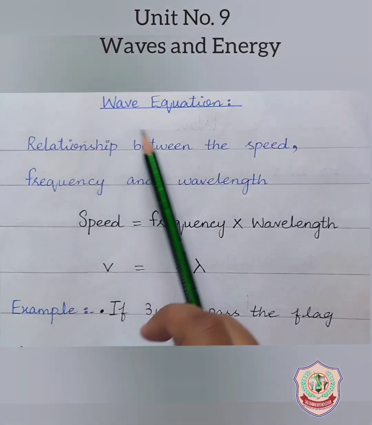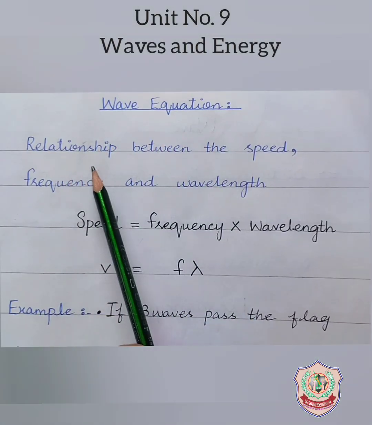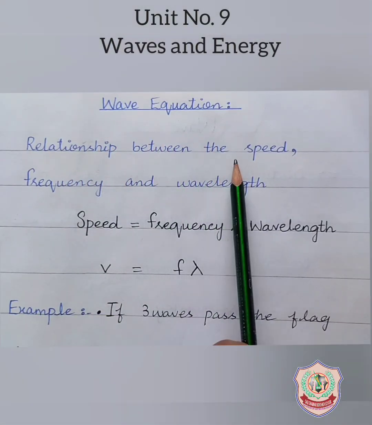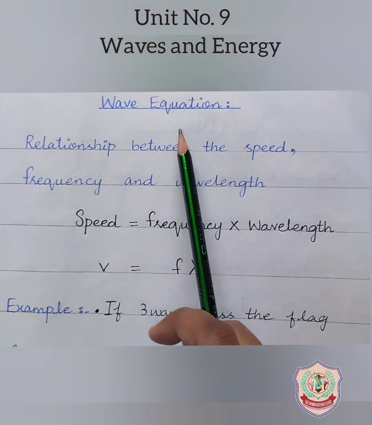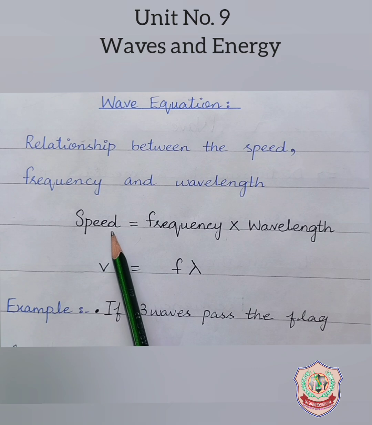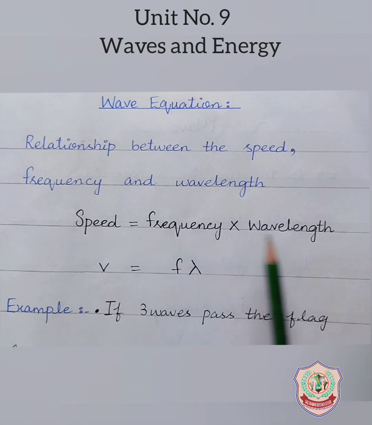So now we will derive the wave equation. The statement is: the relationship between the speed, frequency and wavelength is known as the wave equation. Speed is equal to frequency into wavelength. The symbol of speed is V, frequency F, wavelength lambda. So the final equation is V equals F lambda.